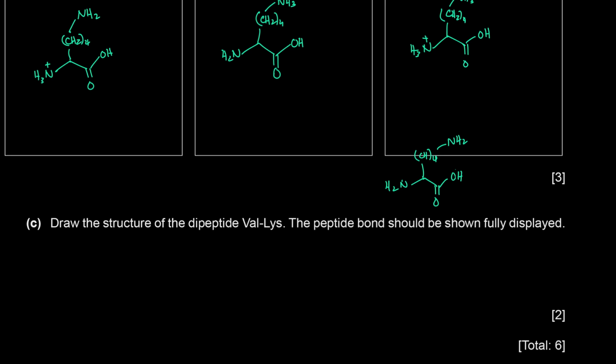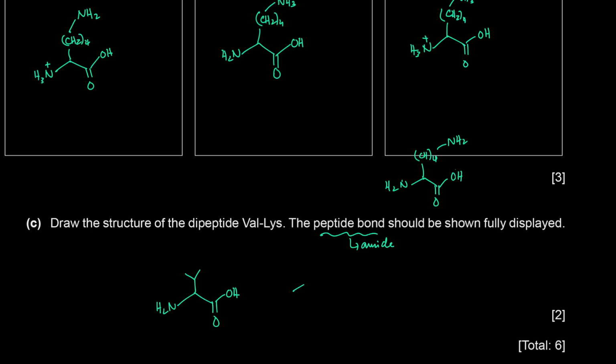Draw the structure of the dipeptide valine lysine, or Val-Lys. The peptide bond should be shown fully displayed. Okay, the peptide bond is basically the amide linkage. Now, what we have here is valine. That has this structure, and we have over here lysine. Lysine has the following structure.